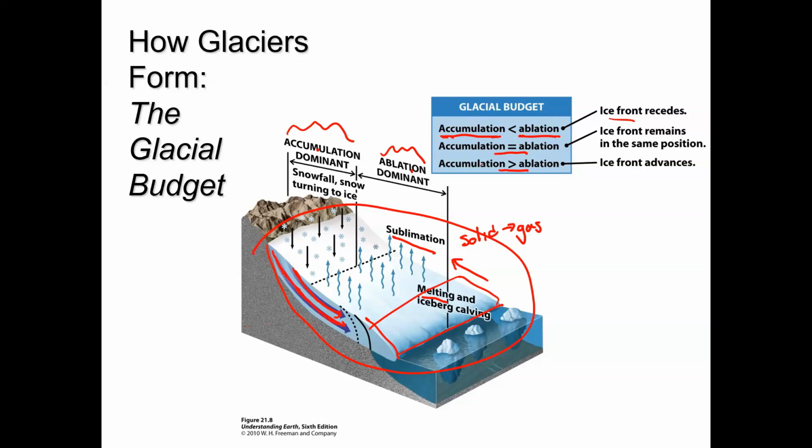And if accumulation dominates over ablation, then this ice front will actually move forward, outward, away from where it's actually growing. That's interesting because, right, this ice isn't being added to in this area. The ice is actually being added to much further up slope, but it's still growing in this direction, even though ablation is dominant in this area because of that flow of the ice down slope.